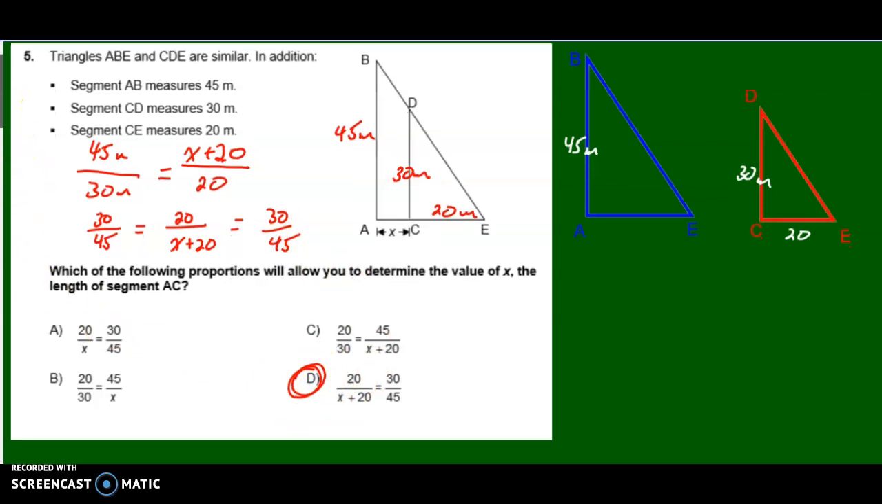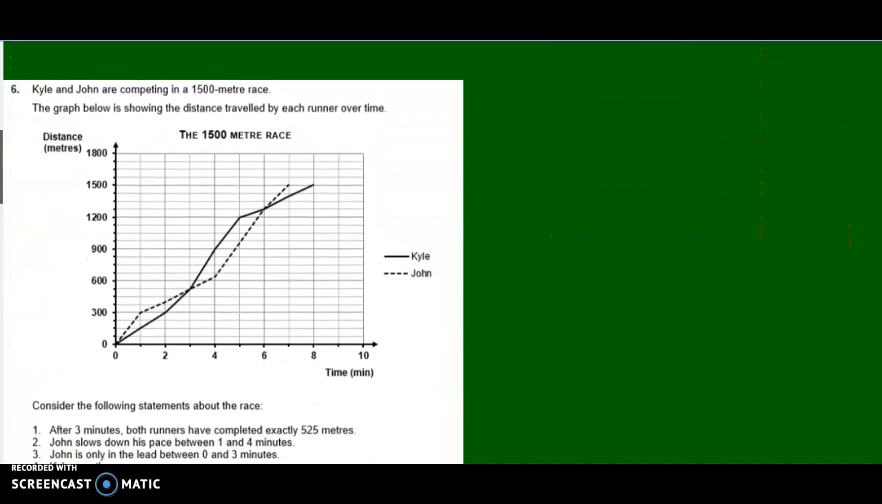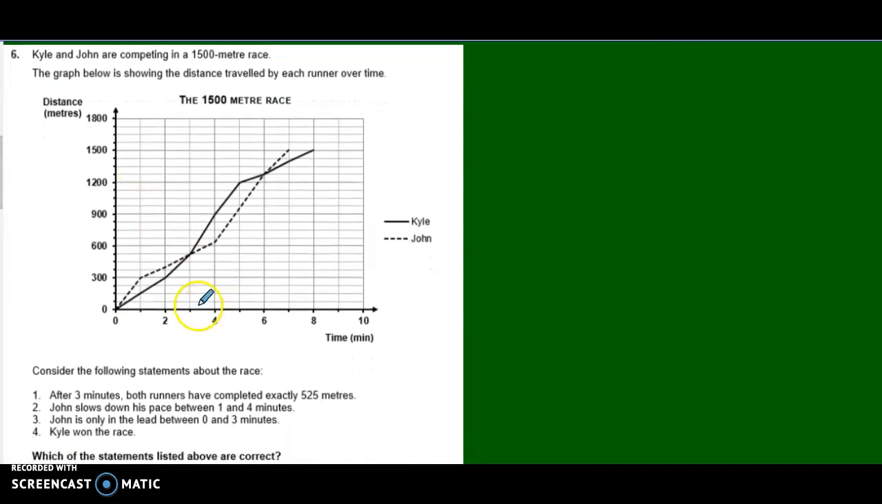Okay, let's try the next one. Here you have two runners. Kyle and John are competing in a 1500 meter race. The graph below shows the distance traveled by each runner over time. Here we're measuring time, here we're measuring distance. The steepness of the line represents the speed of the runner. Distance over time, that's speed, meters per minute. The dashed line is steeper here than this solid line.